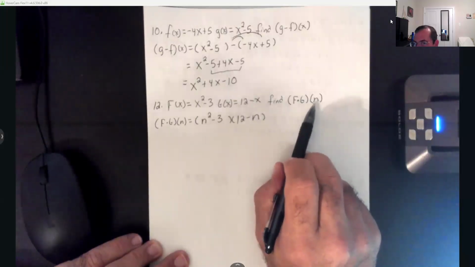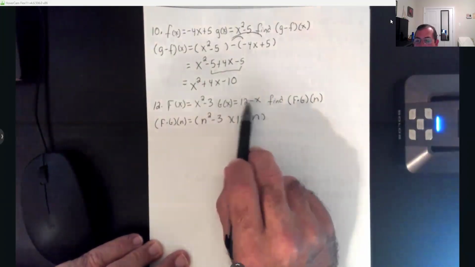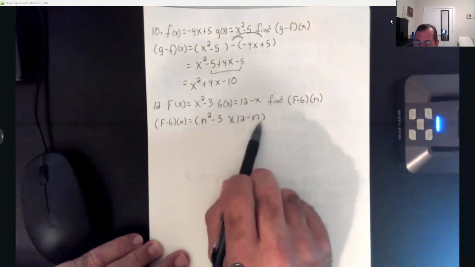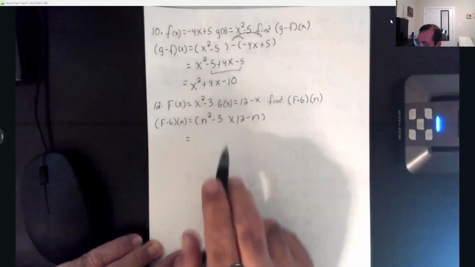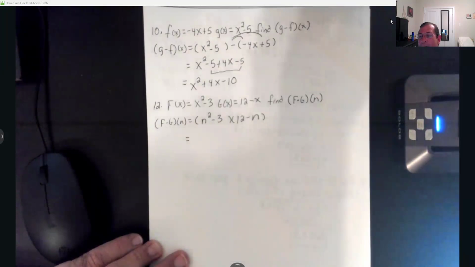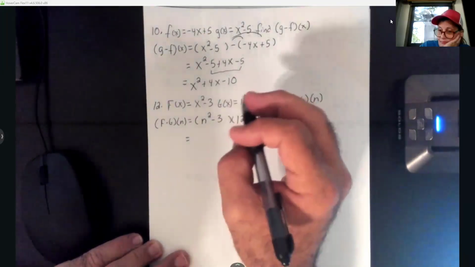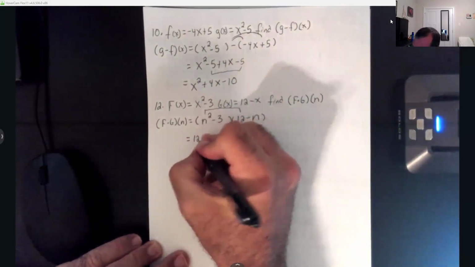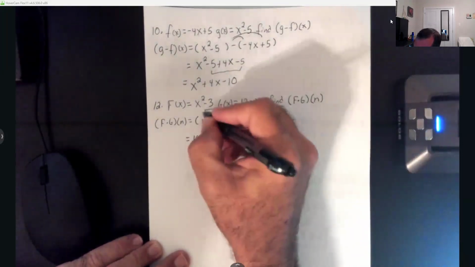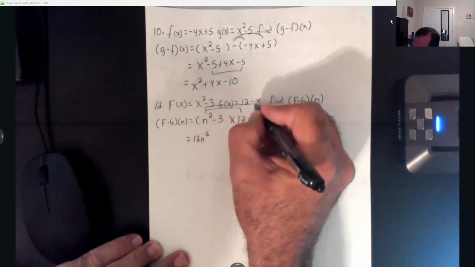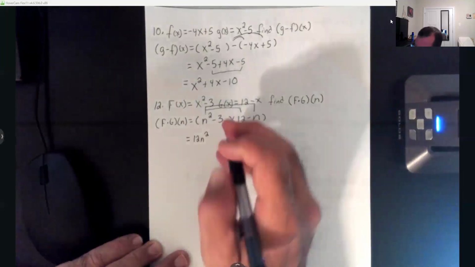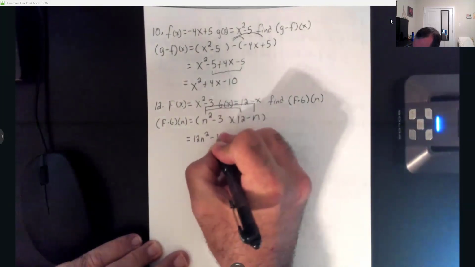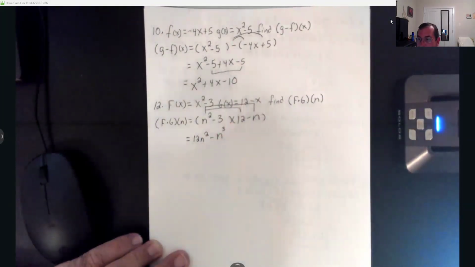So if a letter here is other than the variable in your function, then you've got to replace that variable with that letter. All right, 2 things times 2, so we're going to FOIL this. I got an n squared times 12, which is 12n squared. I got an n squared times a negative n, so n squared times negative n is a negative n to the third.